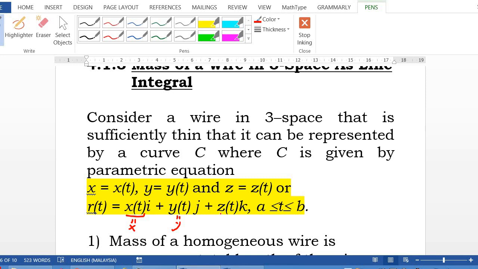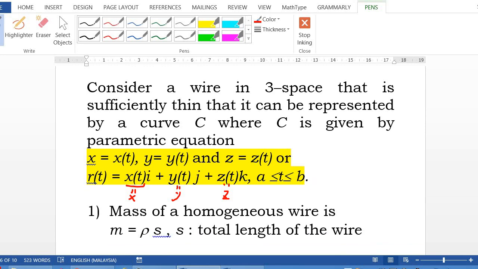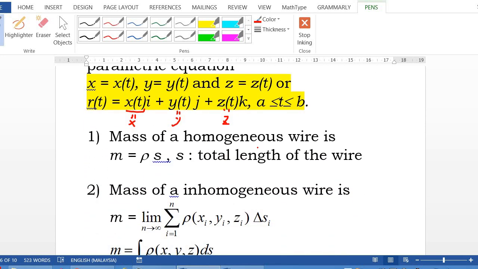So y equals y(t), component k, you let it equal to z, hence z equals z(t). And t is actually in the interval a to b. Okay, the mass of a homogeneous thin wire is m, the mass, and the density function. Find the total length s.